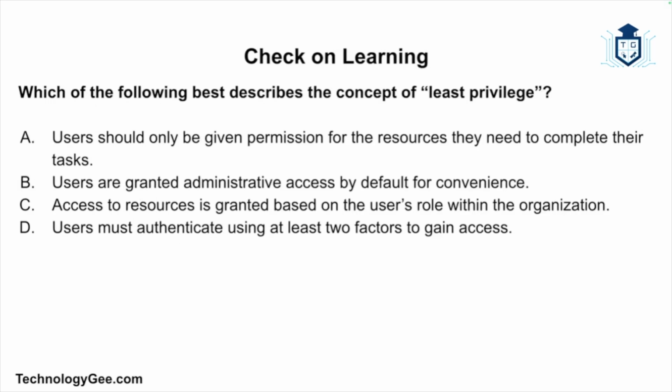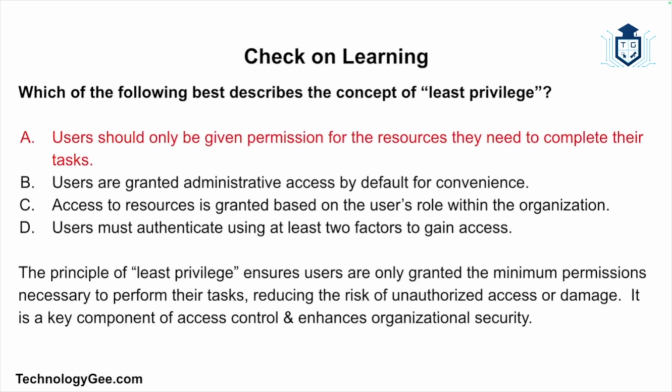So the first question is, which of the following best describes the concept of least privilege? Is it users should only be given permission for the resources they need to complete their tasks? Is it users are granted admin access by default for convenience? Is it access to resources is granted based on the user's role within the organization? Or is it users must authenticate using at least 2 factors to gain access?